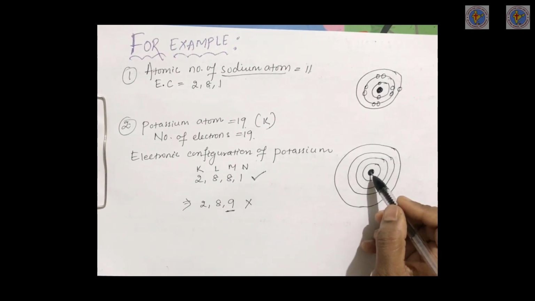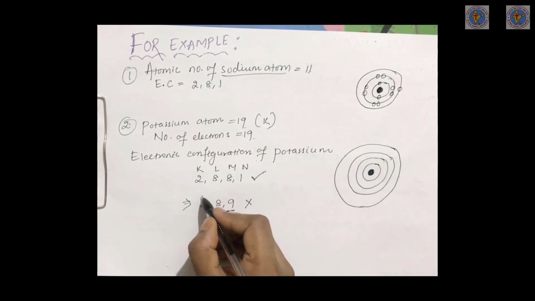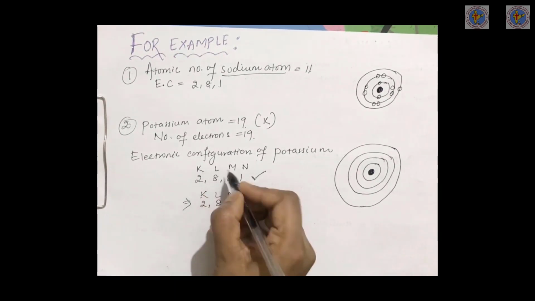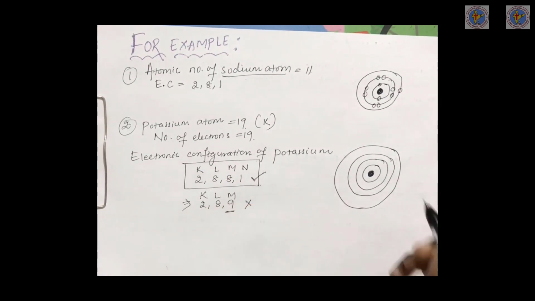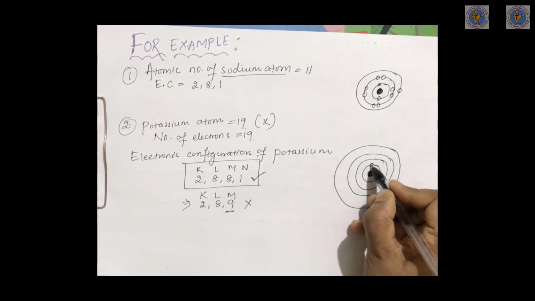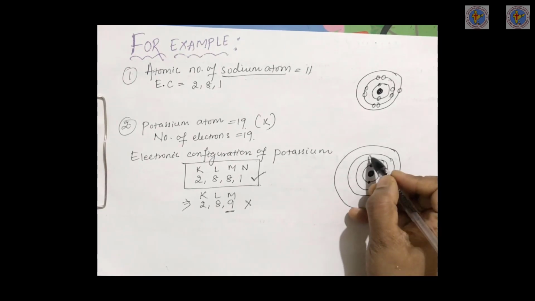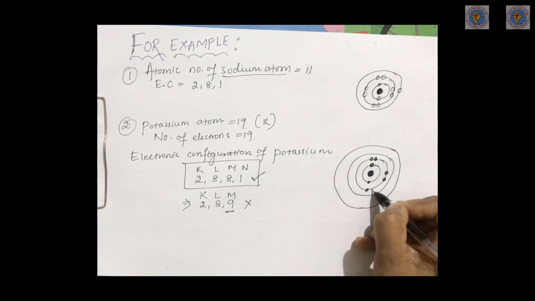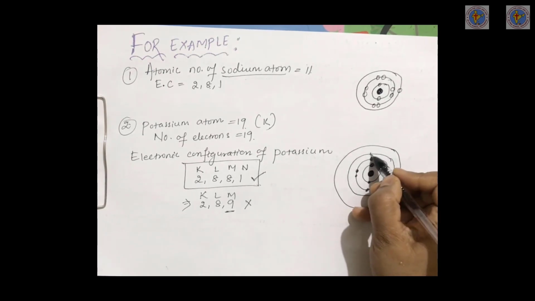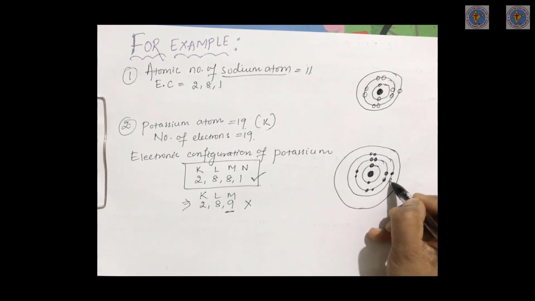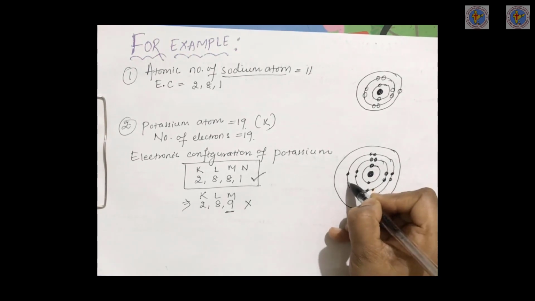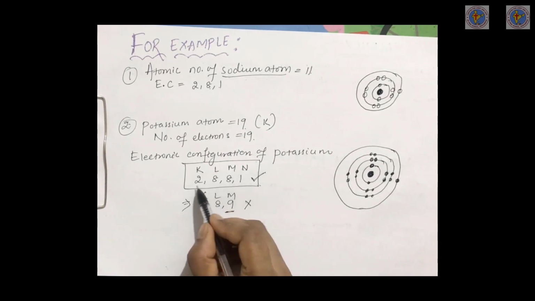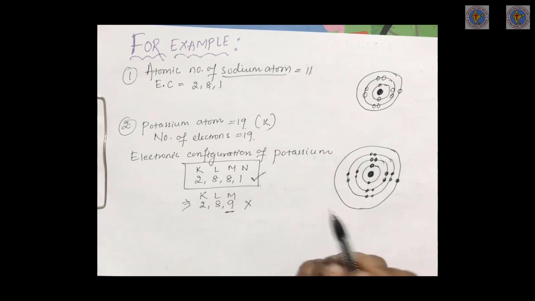So this is the nucleus. You should not forget to draw this. After that, this is the wrong form. Okay, so we should write this one. Okay, so in K shell we are having 2 electrons. Okay, in L shell we are having 8 electrons. Okay, in M again 8 electrons. And in case of N, we are having 1 electron. So total you see 10, 18, 19. So we are getting 19. Okay.